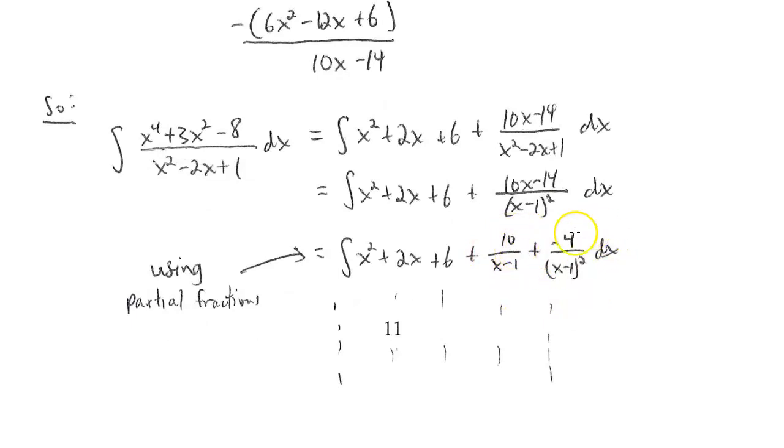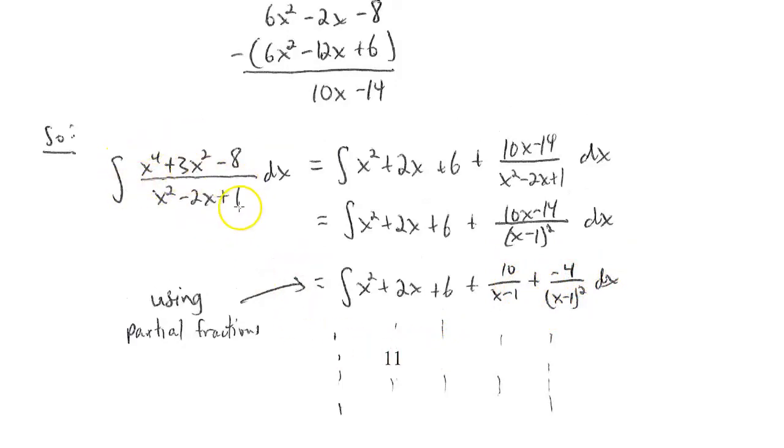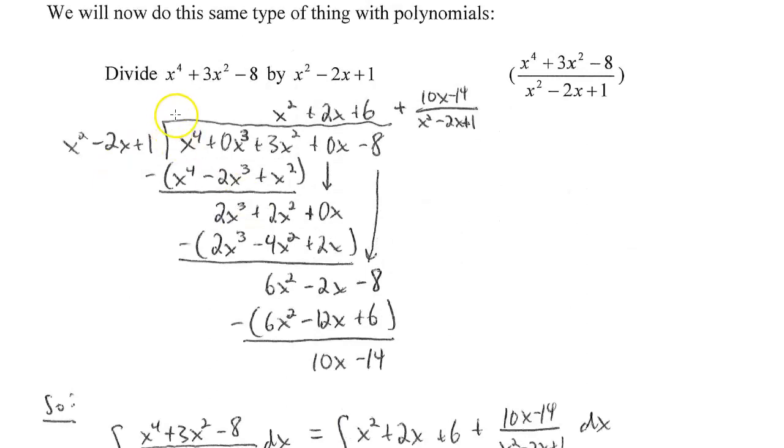This one will involve a natural log. This one won't. But the point is, that's how you deal with when the degree of the numerator is bigger than the degree of the denominator. So you might want to go back and remind yourself how to do this polynomial division.